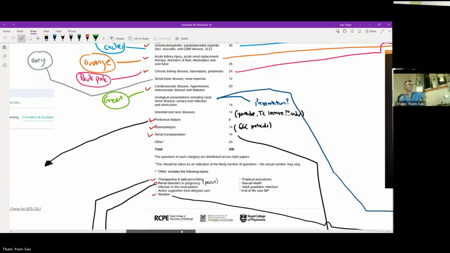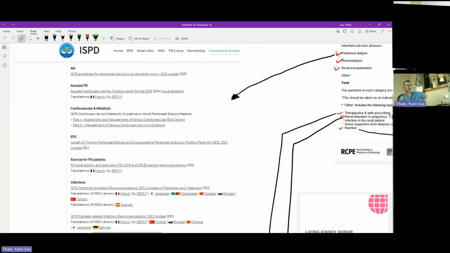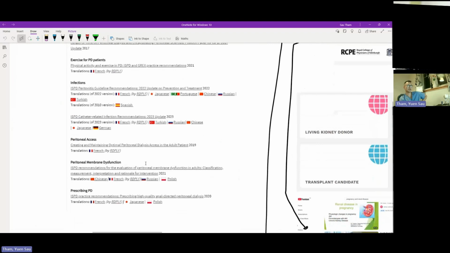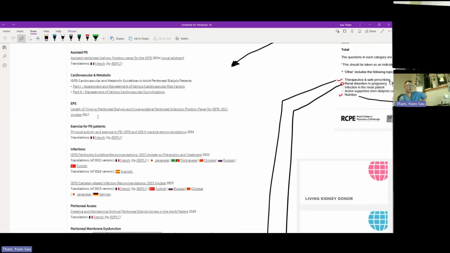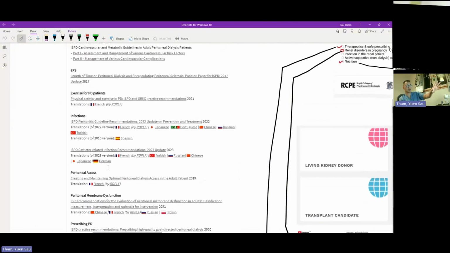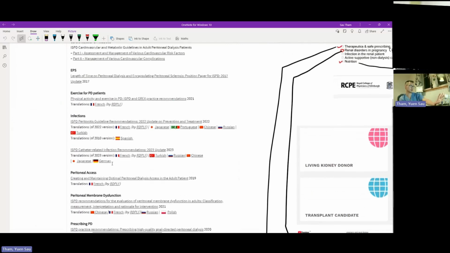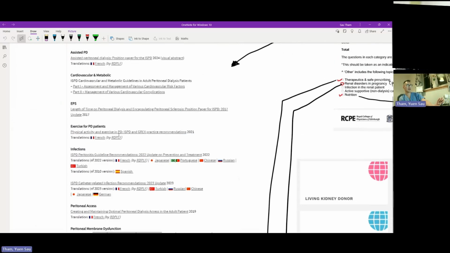8 questions. This is an annoying bit about PD. 8 questions, but you have to go onto the ISPD guidelines, and there are a few guidelines that you have to read, and it is quite a lot. I can show you my mind map that I did to try to summarize all this. It's very prescriptive, as in it's good that all that you need to know about PD is on this guideline, all on this page. That's all you need to know.